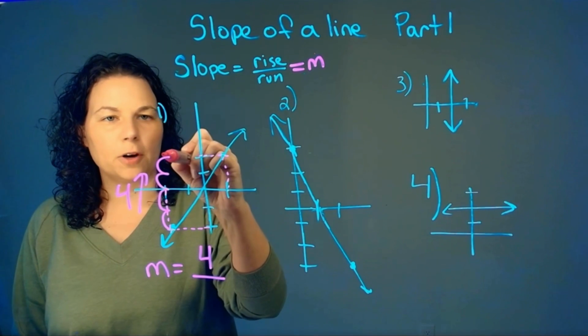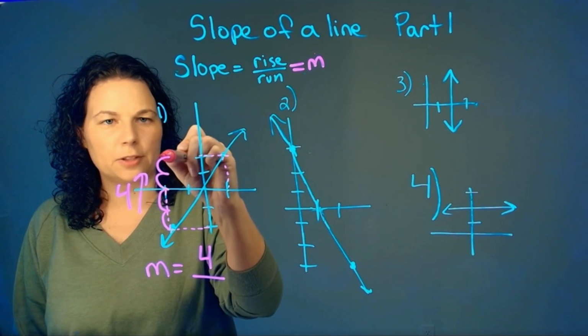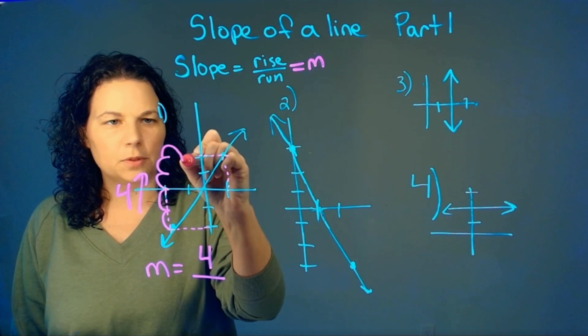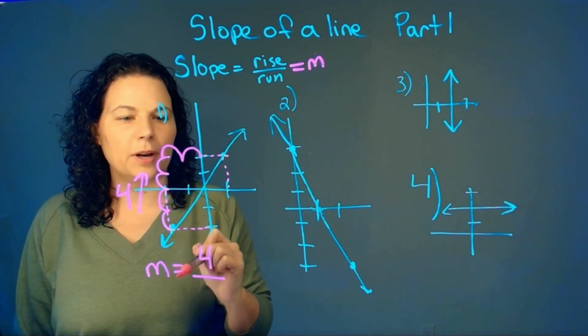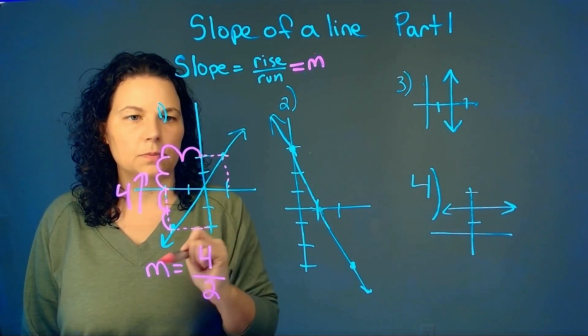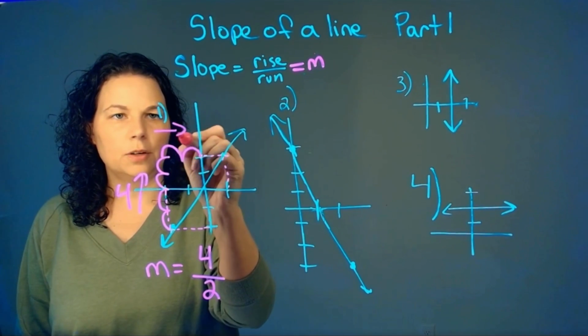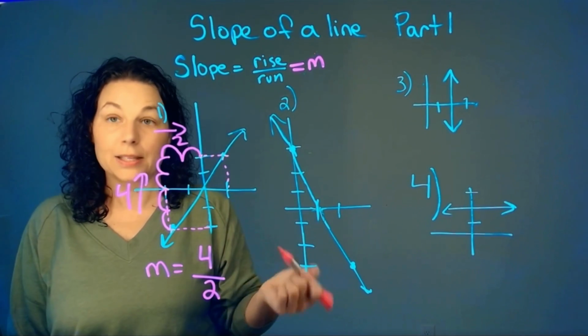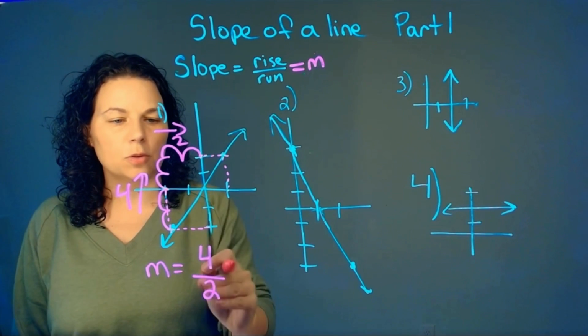Now let's run. How far over do we have to go? So I'm going to be really, really careful. Make sure I start exactly where I'm supposed to. 1, 2. And I went over 2. To the right. Right is positive. Up is positive. So these are both positive.